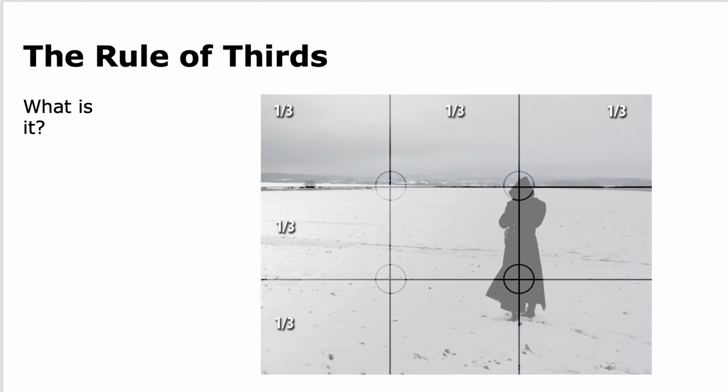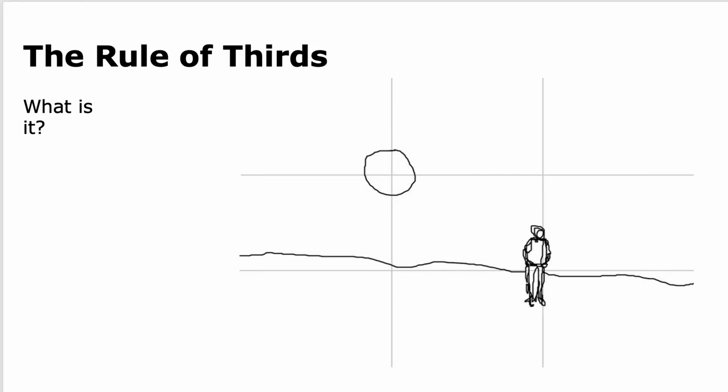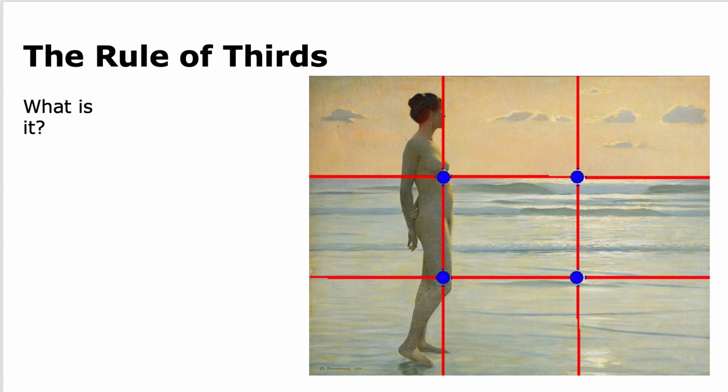Here's a few more images taken from Wikimedia Commons. Here's an image of somebody in the snow. Again, we could center this person directly in the middle, but having them just slightly off to the side just leads to a more attractive image. Here's another one, again, Wikimedia Commons. Here's another one down there of a sort of artistic portrayal of a nude at the beach.